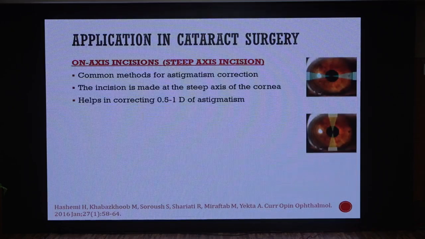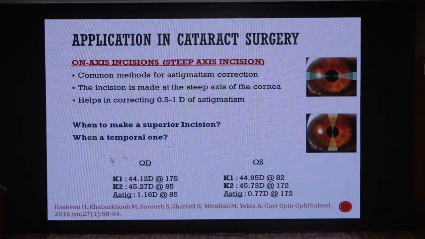The next would be to plan your incision, right? So whenever we are making an incision, we are flattening that particular axis. So if we know the astigmatism beforehand, we can plan our incisions that would help us to correct around 0.5 to 1 diopter of astigmatism. So if we can see here, there is astigmatism of 1.16 at 85. That is somewhere around superiorly, right? So it is along the vertical axis. So in this case, we would attempt a superior incision, right? In the other example, if you see, the horizontal axis is steeper, so we can plan a temporal incision for this case.